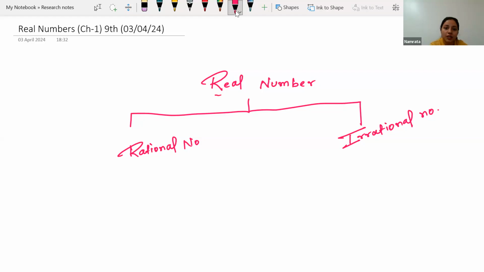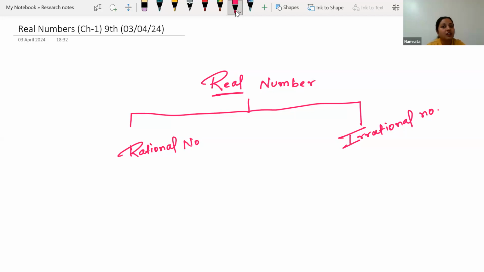Now, just focus on the name. Here, the name says real number. So, in reality, whatever number exists in this universe, in this world, those are called real numbers. So, real number means what? All the numbers. Real number means natural number, whole number, integers, rational number, irrational number, prime number, composite number, whatever type of number you know. Everything comes in real numbers. So, you must be thinking, okay, everything is a real number, whatever number we know, whatever number exists in reality. Is there any number which is not real?